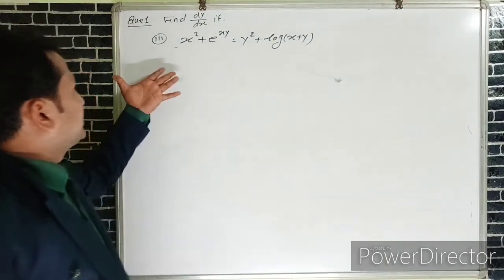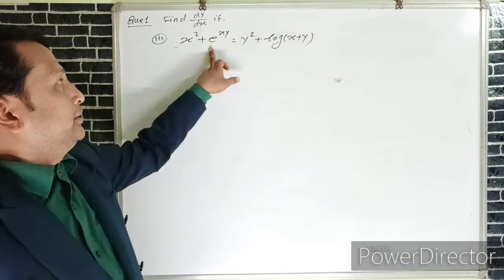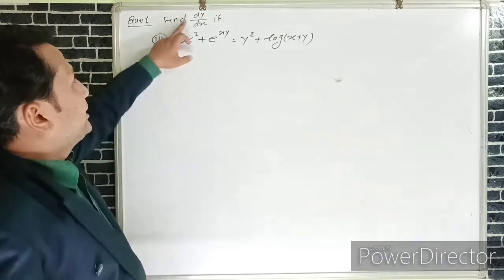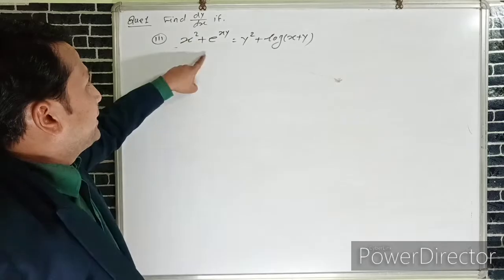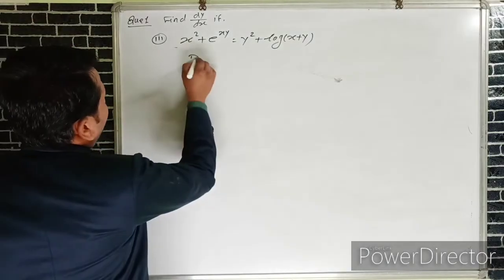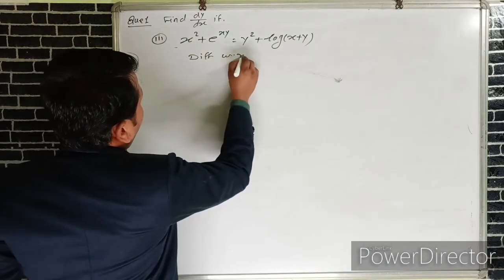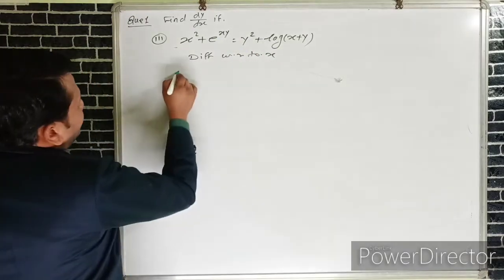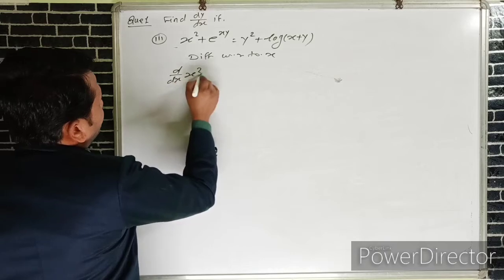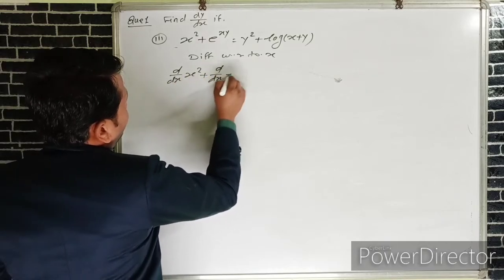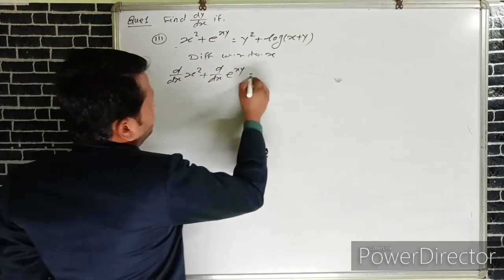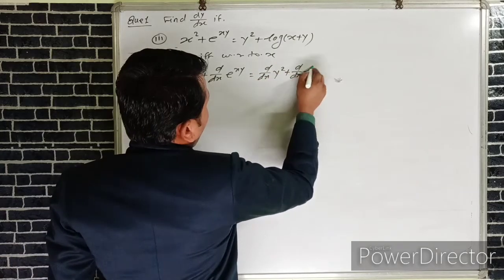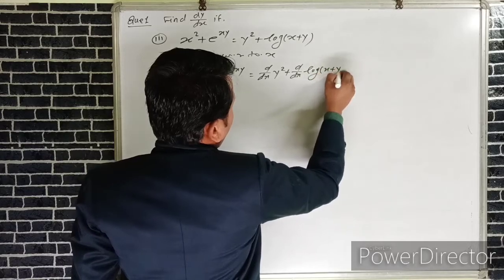Next one, example number 3 is x square plus e to the power xy is equal to y square plus log of xy. Here we have to find again dy by dx. If we find the dy by dx, then first we differentiate the whole function with respect to x. After differentiating, we can write derivative of x square plus the derivative of e to the power xy is equal to derivative of y square plus the derivative of log of xy.